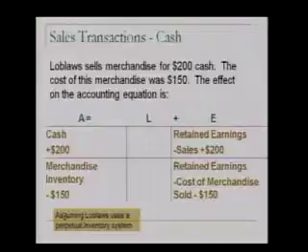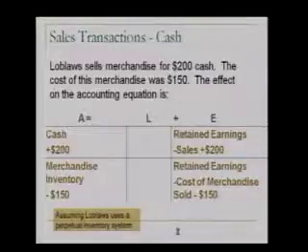So let's take a look at some transactions that Loblaws might have had over the last year. Loblaws sells merchandise for $200 cash. The cost of this merchandise was $150. The effect on the accounting equation: what do we know for sure that's happened? Actually, two things have happened that we want to record.